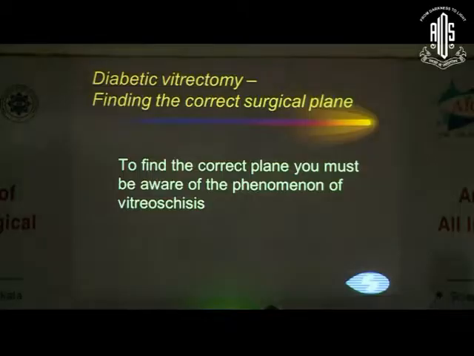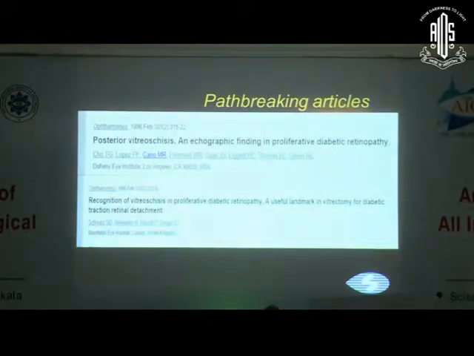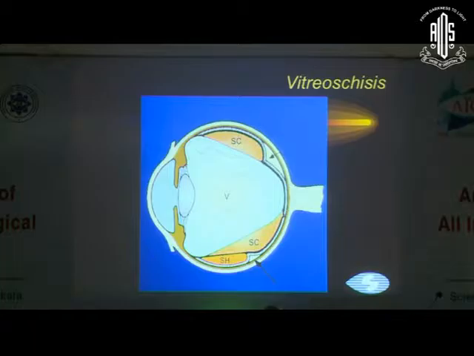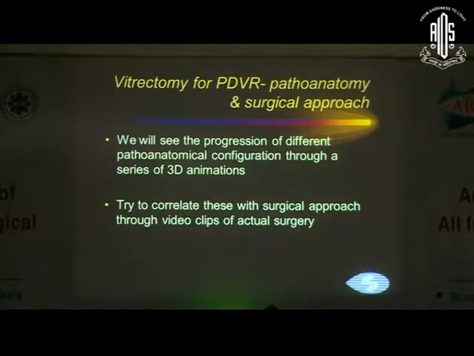To find the correct plane, you must be aware of the phenomenon of vitreoschisis. This was a very landmark description, where what looks like the PVD is actually the schisis cavity. It's only here that the hyaloid is separated. So this is something you have to be conscious of all the time when you do vitreous surgery, especially in these cases, to find the correct plane.